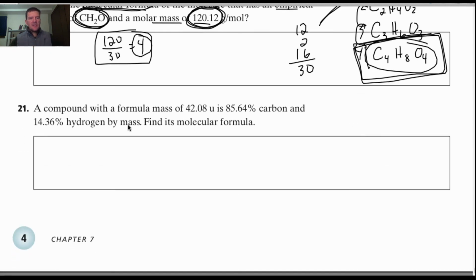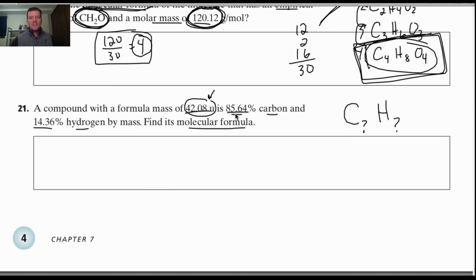Okay, and the last one here is a compound with a formula mass of 42.08 is 85.64 carbon and 14.36 hydrogen. Find its molecular formula. Okay, so we are given the mass here. We have carbon and hydrogen. So we know our formula is going to have carbon and hydrogen in it. We are just trying to find out these subscripts there. Okay, the formula. We're given the total mass, and we're given the percentages of carbon and hydrogen there.